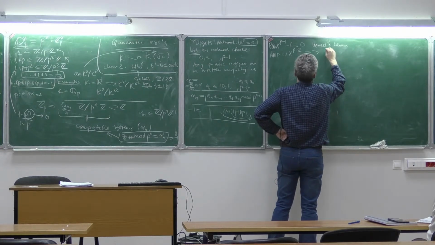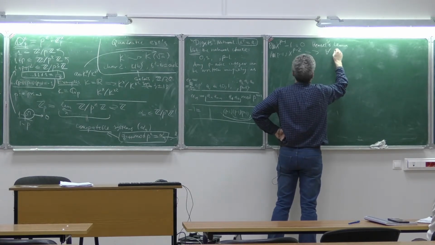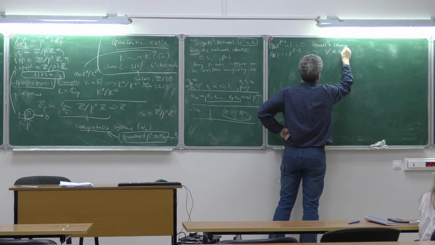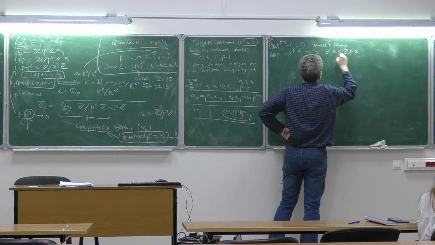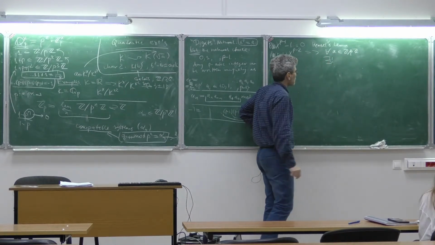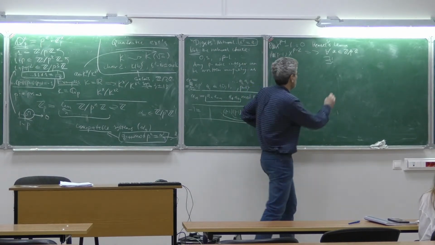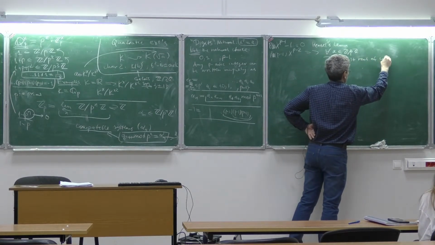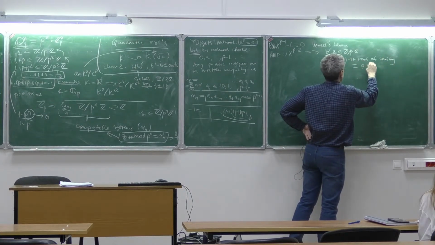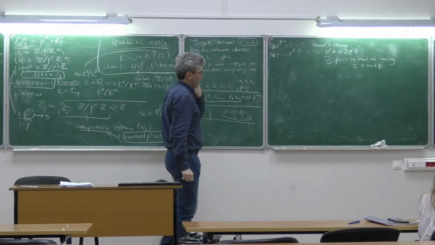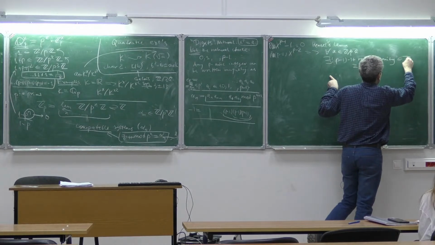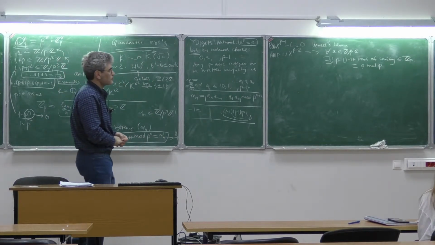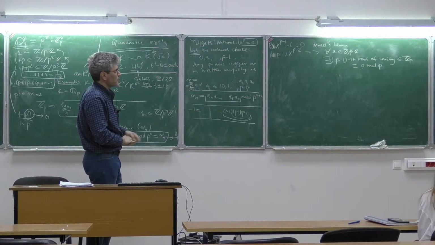So for any a in Z mod p, there exists a unique solution, a root of unity, a p minus first root of unity, which is congruent to a modulo p, in the p-adic integers.